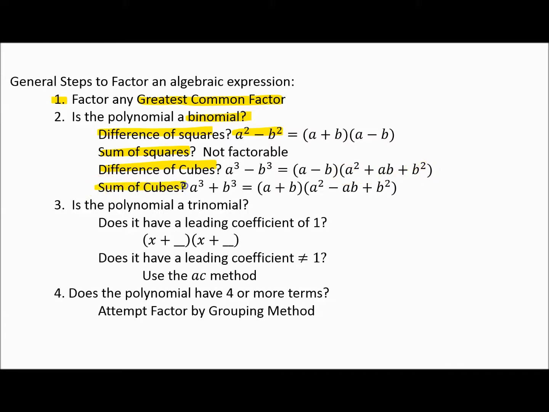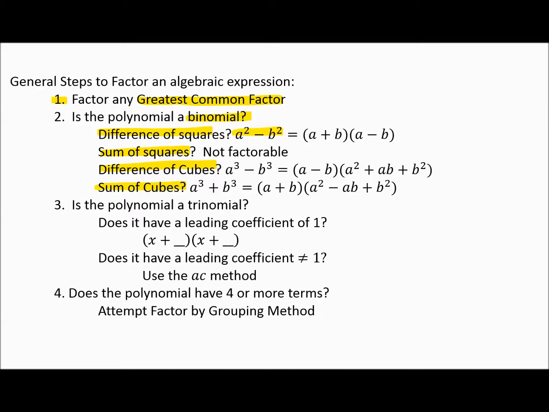Or, if you have a sum of cubes, and notice what that looks like, a to the third plus b to the third, then you take the cube root of a in the first spot, the cube root of b in the second spot, you square the first cube root, you multiply them together, you change the sign, you square the last cube root. Do you have a trinomial?